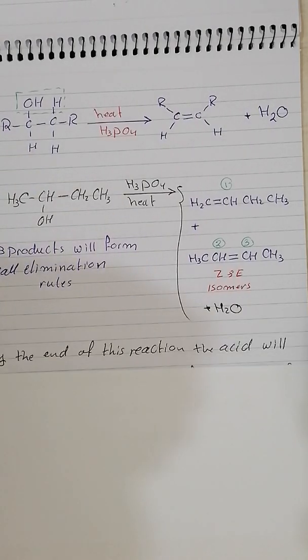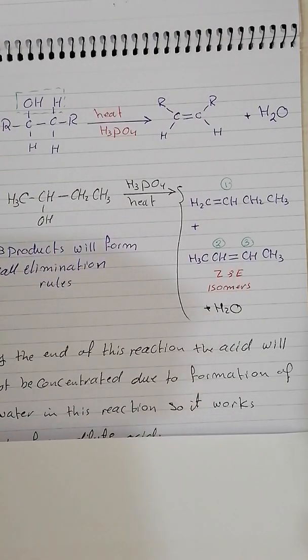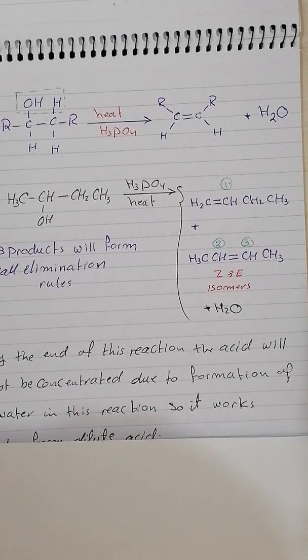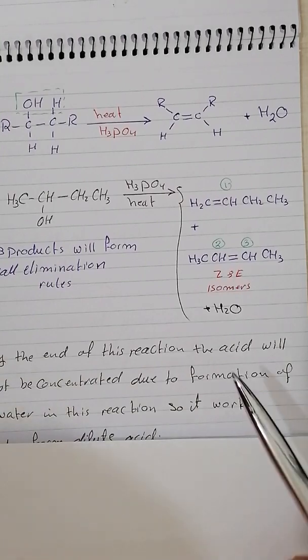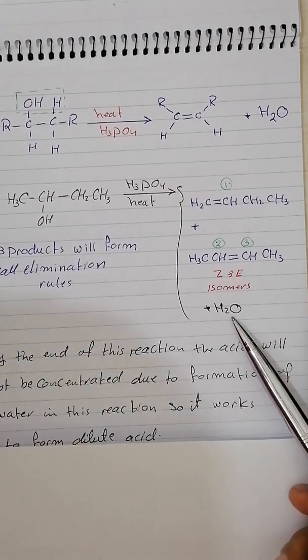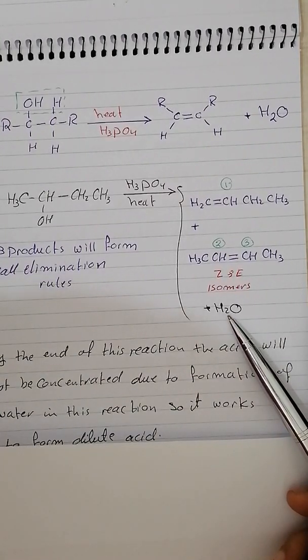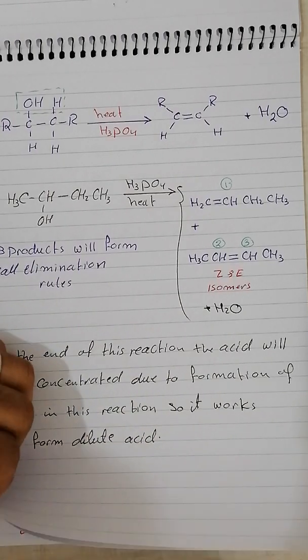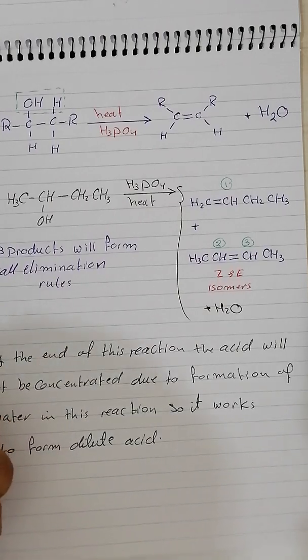Remember the elimination rules from halogenoalkane. By the end of this reaction, the acid will not be concentrated. Why? Because the amount of water which will be produced here will work to form dilute phosphoric acid. Okay, so by the end of the reaction, we don't have concentrated phosphoric acid, it will be dilute. This is one of the notes for unit 3.